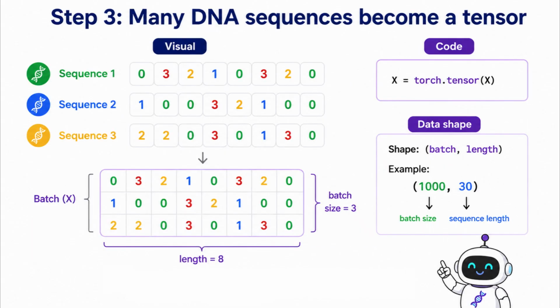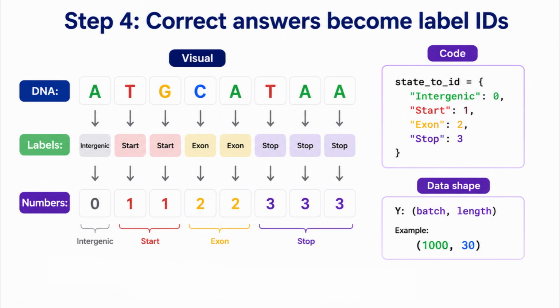One DNA sequence is not enough for training. We combine many sequences into a large tensor. This allows the neural network to learn from thousands of examples at the same time. Each DNA position also has a correct biological label. These labels are converted into numbers just like the DNA sequence. The neural network will learn to predict these labels.